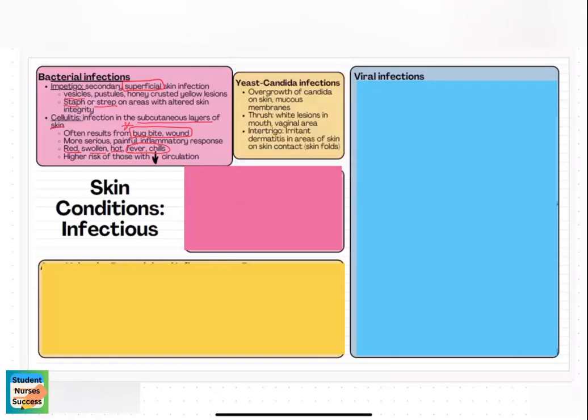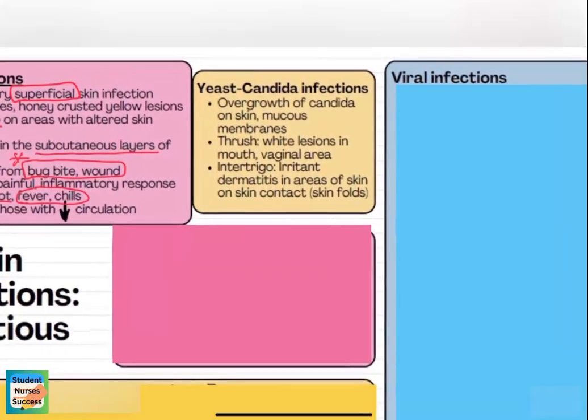Now let's move on up here and talk about yeast candida infections, which is really just an overgrowth of candida or yeast on mucous membranes or the skin. If it's in your mouth, we call it thrush. We'll see white lesions in the mouth, or it may be thrush in the vaginal region as well. Sometimes we see yeast growing under skin folds, and it can be an irritant and cause a dermatitis in areas where you have a lot of skin touching skin.